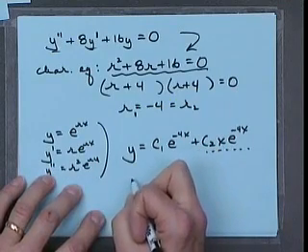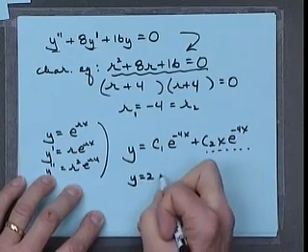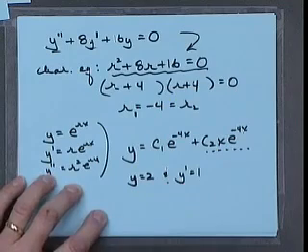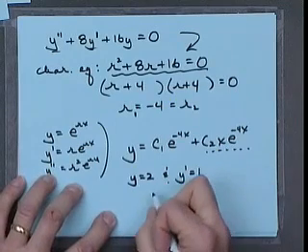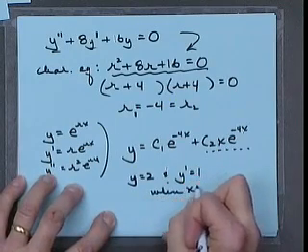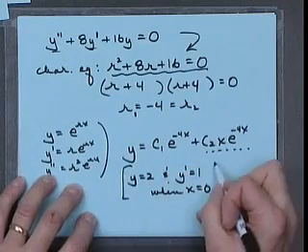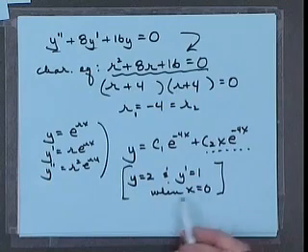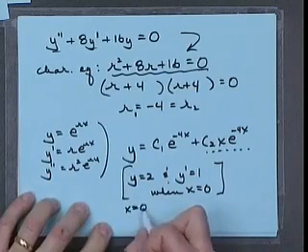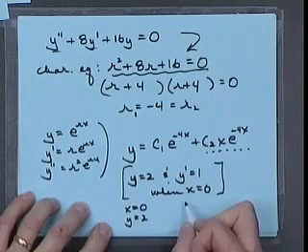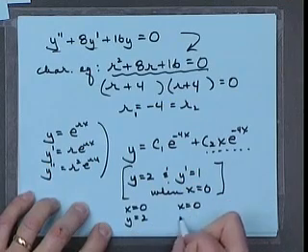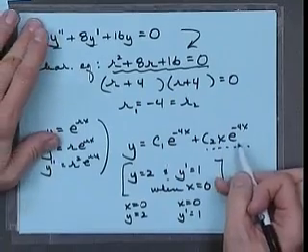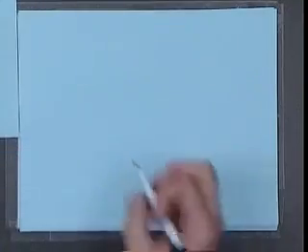So let's see. Y is 2, and y prime is 1. I bet you that's where my mistake was on the other problem. So here are some initial conditions or boundary conditions. So when x is 0, y is 2. And when x is 0, y prime is 1. So we do need to take the derivative. Unfortunately, it's got a product rule, but it should be fairly quick.